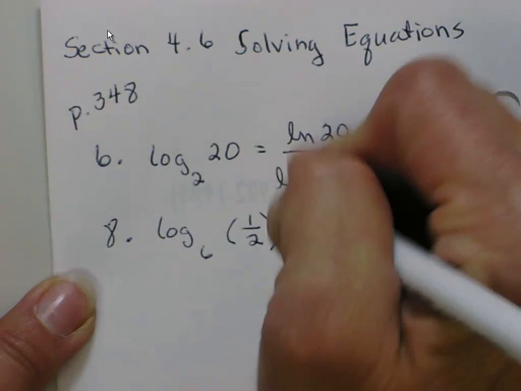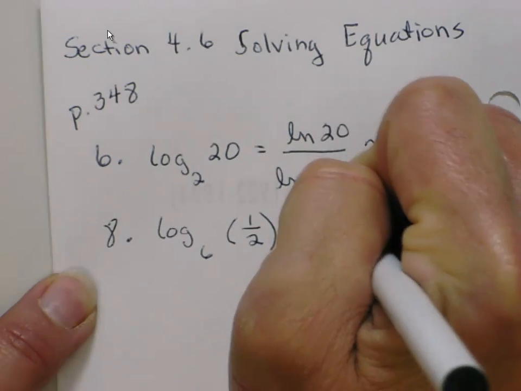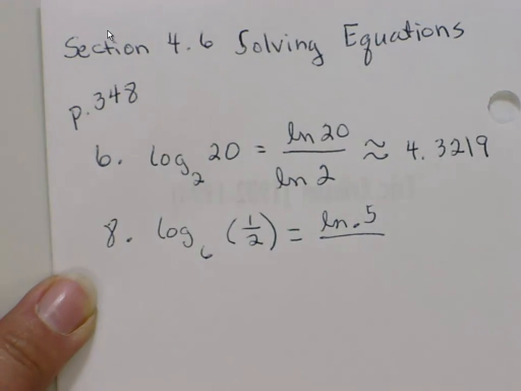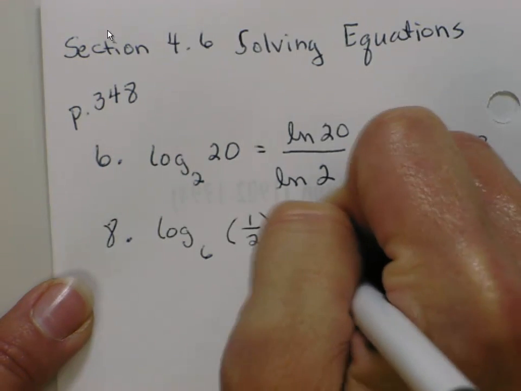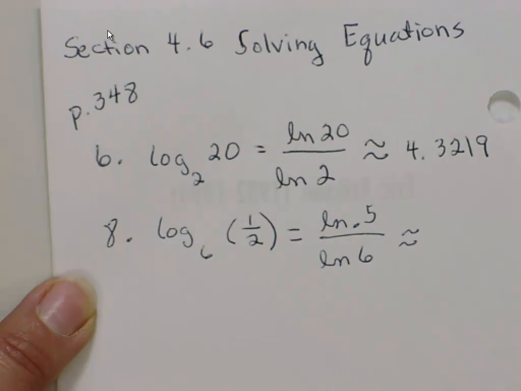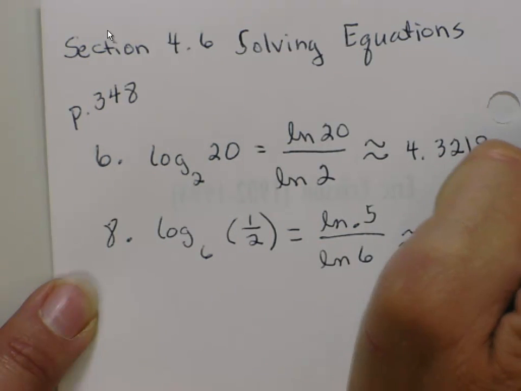Change that to, let's say, natural log. And it's easier to put that a half in as a decimal. Natural log of 0.5 divided by natural log of 6. I get that to be negative 0.3869.